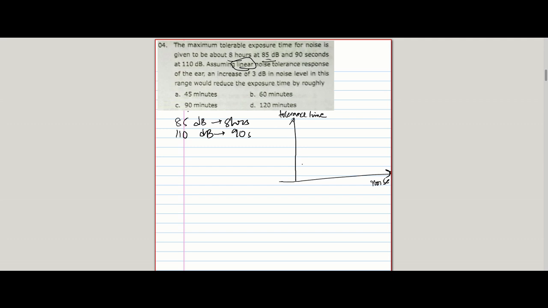So it says at 85 decibels it's about 8 hours. We'll convert it in seconds, which means it's 8 into 60 into 60 seconds, and at 110 decibels it's 90 seconds. Since it's linear, we can draw a straight line connecting the two. Let's say this one is 90 seconds. Okay, it's a straight line.